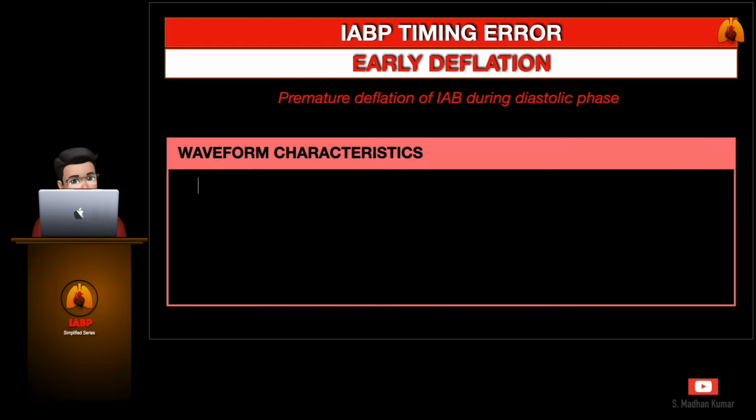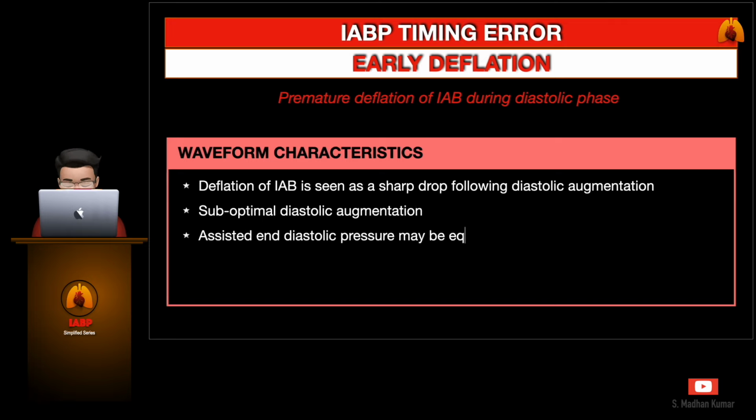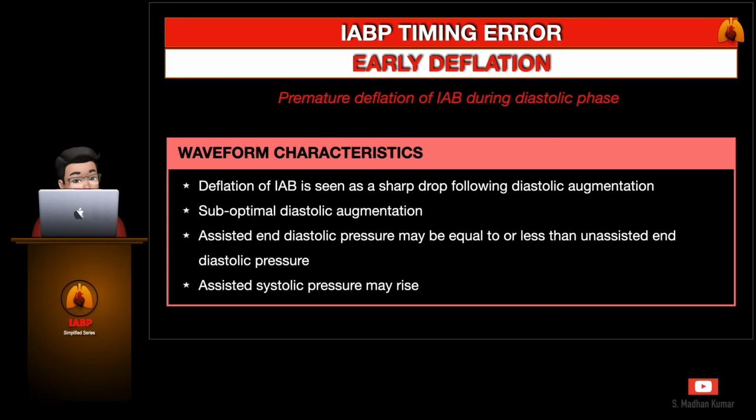The waveform characteristics of early deflation are deflation of intra-aortic balloon is seen as a sharp drop following diastolic augmentation. Suboptimal diastolic augmentation, assisted end diastolic pressure may be equal to or less than unassisted end diastolic pressure. Assisted systolic pressure may rise.